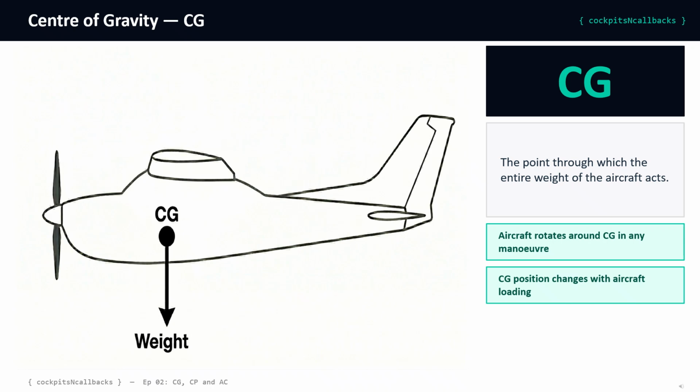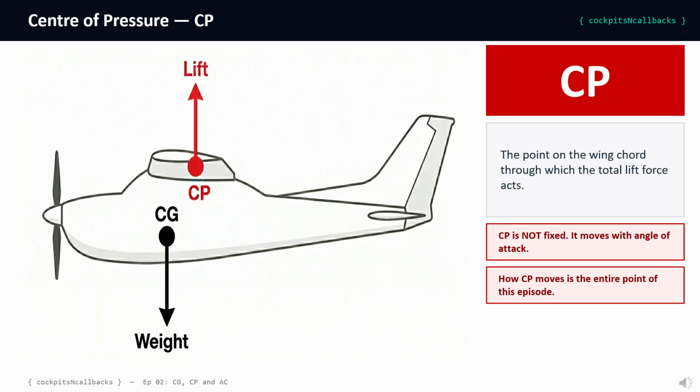Now the second. The center of pressure, CP, the wing generates lift. You know that. But lift is not generated equally across every part of the wing surface. It concentrates, and the point on the wing chord through which the total lift force acts is called the center of pressure, shown here as the red dot on the wing. One important thing to understand right now is that CP is not fixed. It moves with angle of attack, and how it moves is the entire point of this episode.